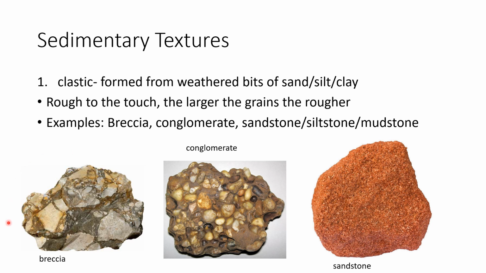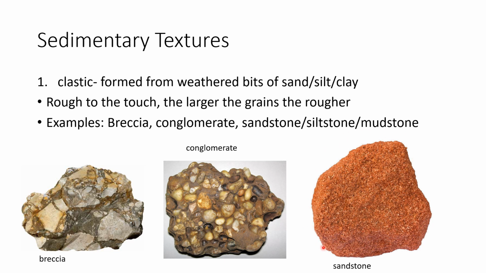Examples that we have here is one called breccia. Breccia has these large angular chunks of sediment that are glued together with mineral in between. Conglomerate is another type. It's very similar to breccia, except the large sediments are more rounded, like little river pebbles that have been glued together through natural cementation processes.